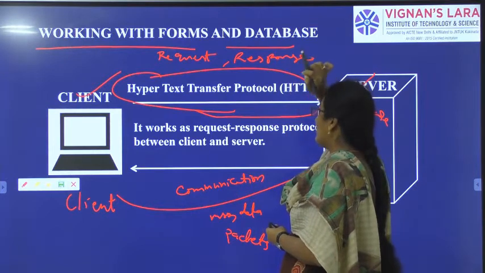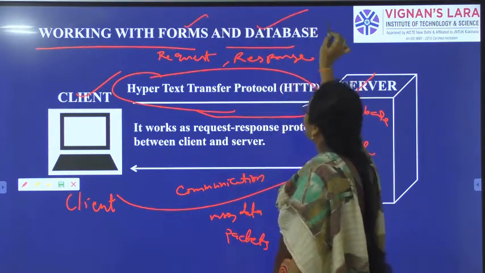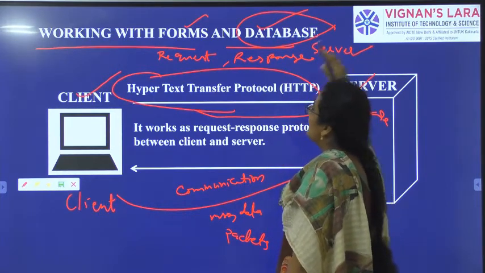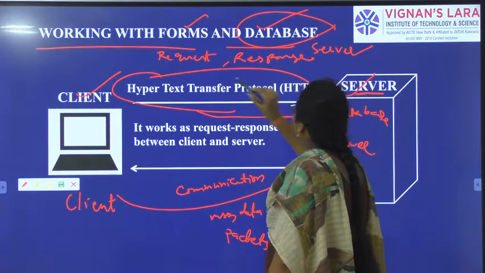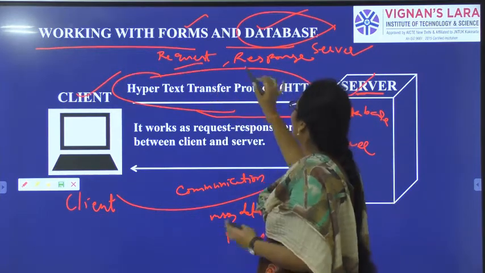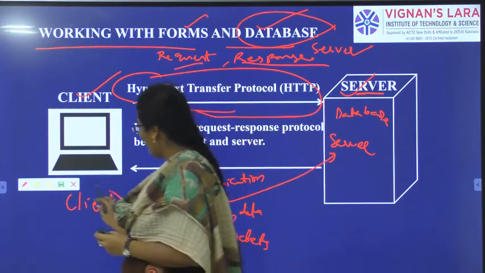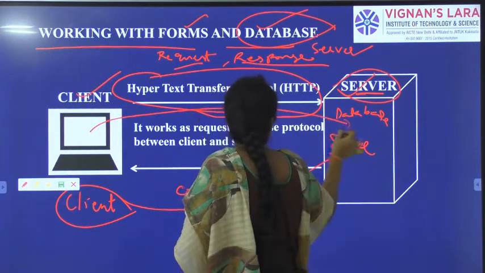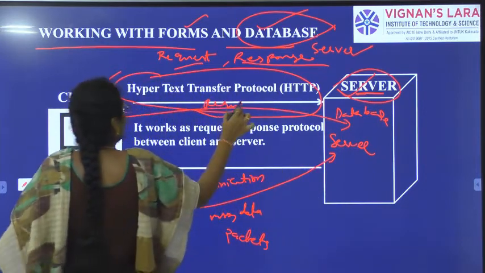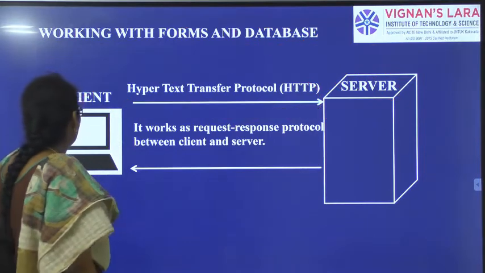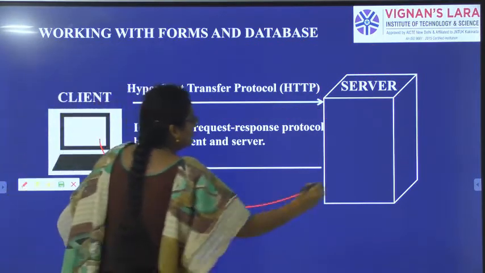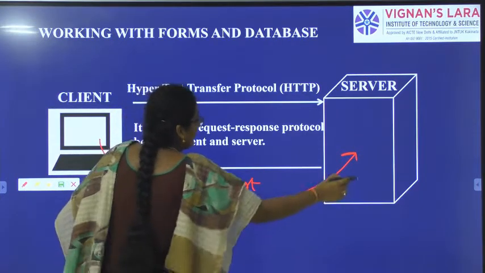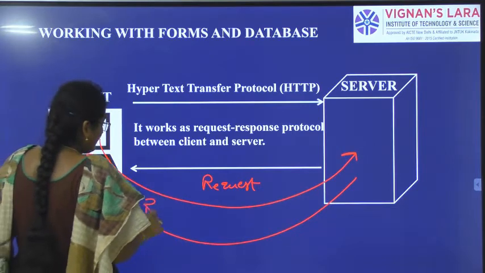So Unit 4 Web Technologies, last topic, working with forms and databases. This database can also be called as a server machine sometimes. If you want to get anything from the server, you should request. Getting that from the server is called as response. So we have a client machine, we have a server. So what will this client do? Client will send a request to the server. This server will give a response.